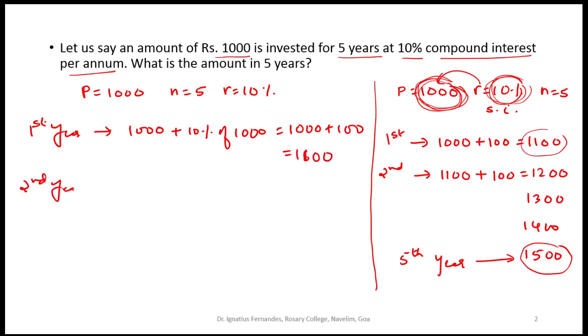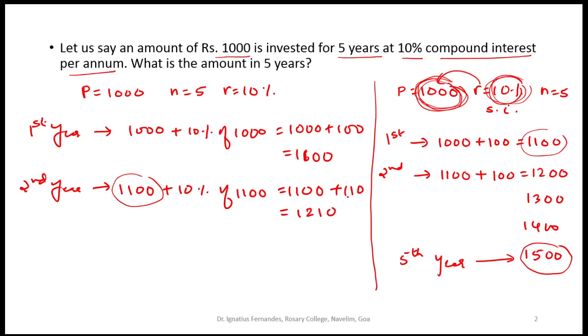At the end of the second year, now what we do is to this 1100 we add 10% of this current amount, that is 1100. So to this 1100 what will get added is 10% of 1100 which is 110. So the amount that I'll get is 1210. While in simple interest every time we add 10% of the principal amount, the amount that is invested, in compound interest we find out 10% of whatever is the current amount that we have.